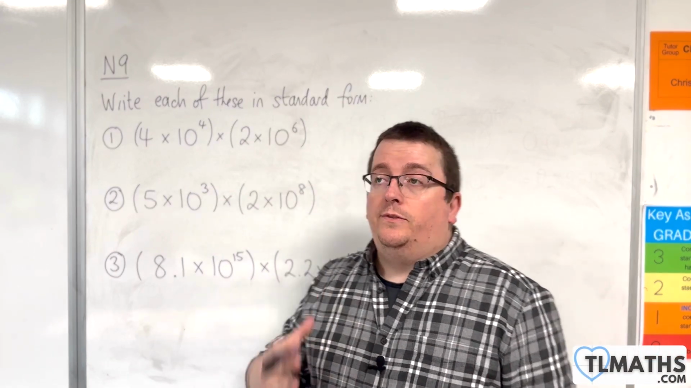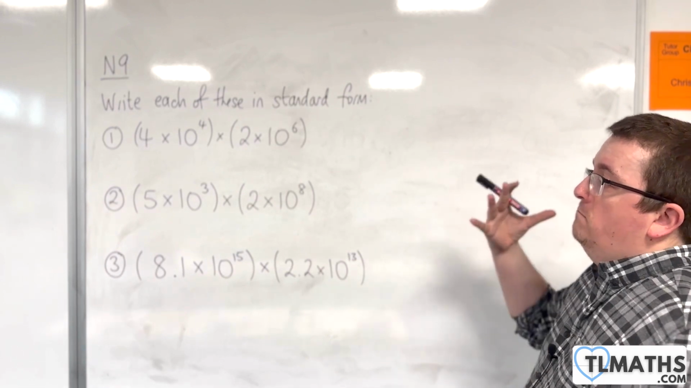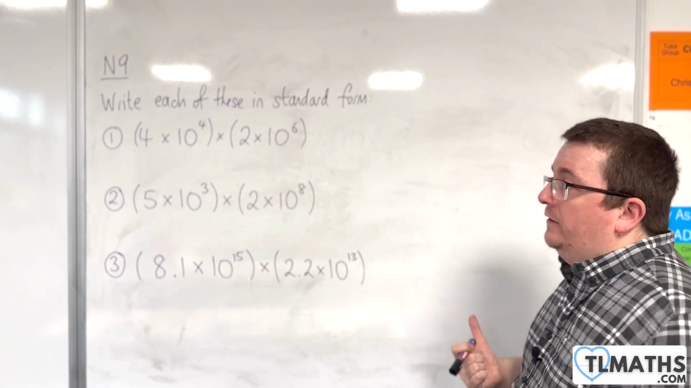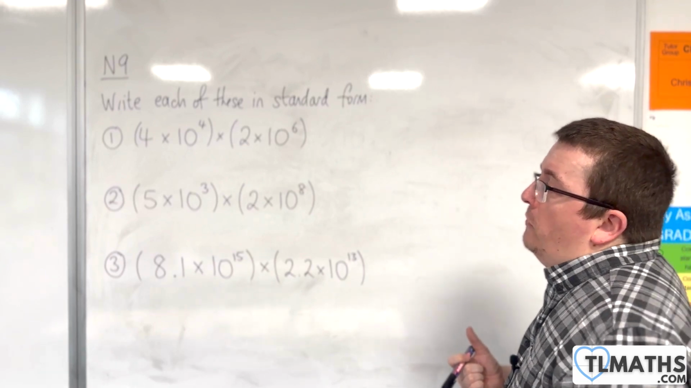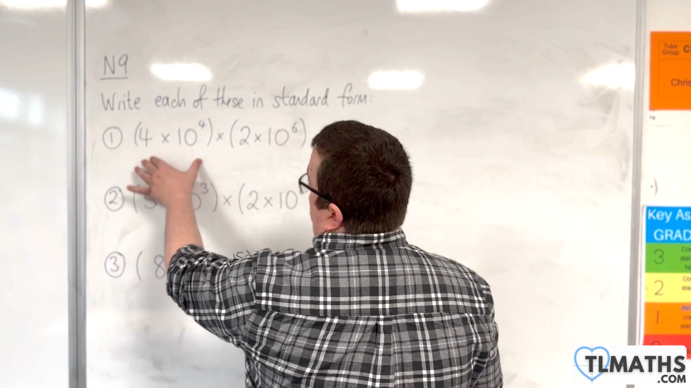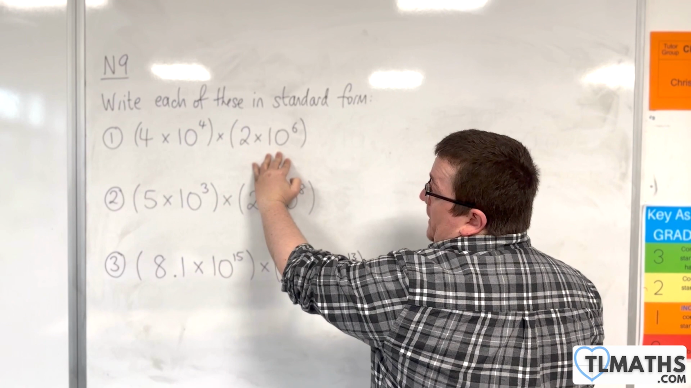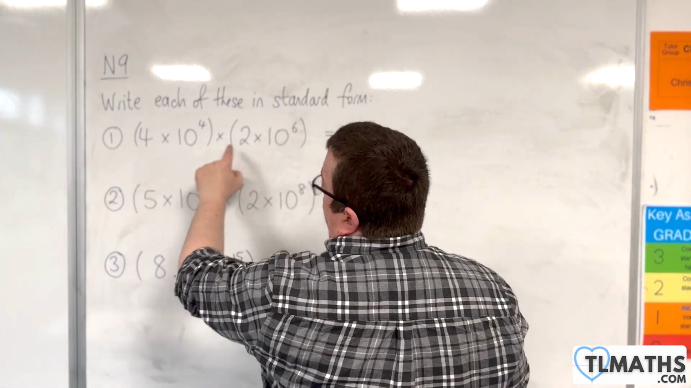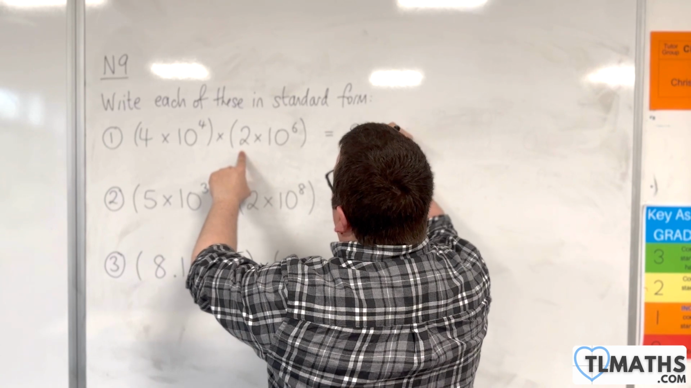So in this video I want to go through 3 examples of multiplying with standard form and making sure that my answer is also in standard form. So for our first example we have 4 times 10 to the 4 times by 2 times 10 to the 6. So first of all multiply the 4 by the 2 to make 8.